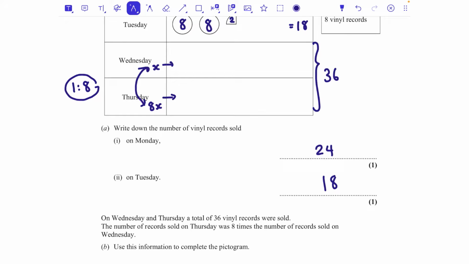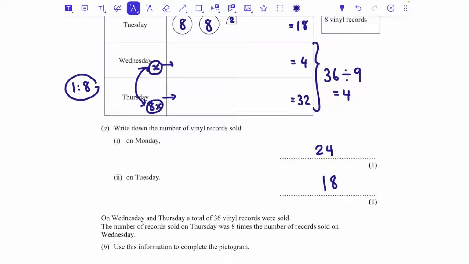So I need to take the 36 and divide it into 9 equal parts, because one of those parts is going to go on Wednesday and 8 of them are going to go on Thursday, and that makes Thursday 8 times bigger. So 36 divided by 9 is 4. So that means that Wednesday needs to equal 4, and Thursday is 8 times bigger, which is 32, and therefore they then add up to make 36.